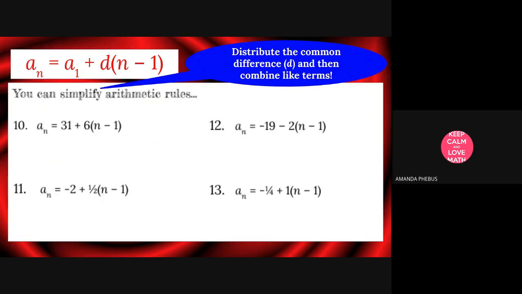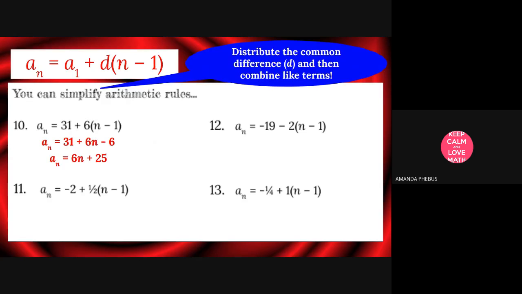So for number 10, I'm going to distribute this 6 into the parentheses, and then I'm going to combine like terms. Do not add the 31 and the 6. That's not going to work. Distribute first, and then combine like terms. So for number 10, I'm going to distribute the 6, and then I can combine 31 minus 6, so I end up with 6n plus 25. And that is the simplified arithmetic rule.